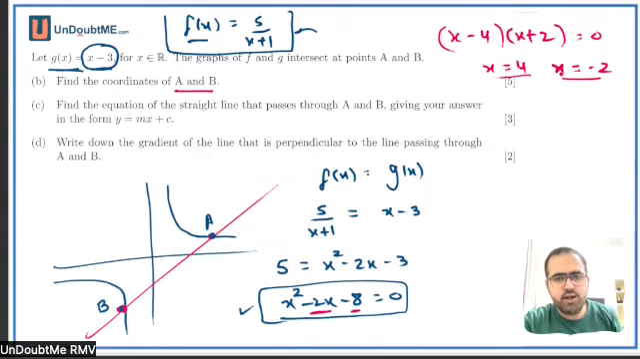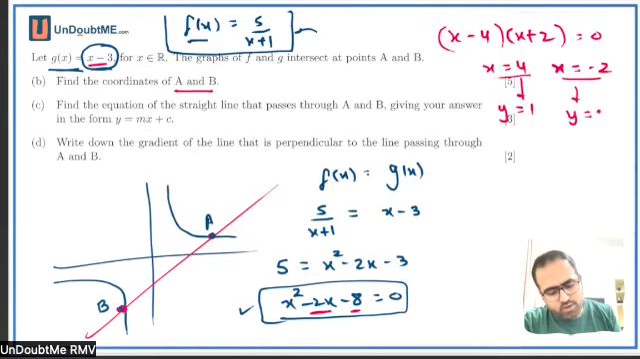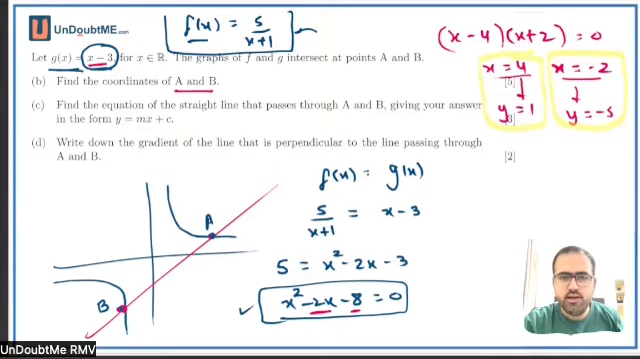Now these are the corresponding values of x. Putting x equal to 4, I'm putting it in g(x), easy to solve, will give me y equal to 1, and x equal to minus 2 will give me y equal to minus 5. So (4, 1) and (minus 2, minus 5) are the two corresponding coordinates. It doesn't matter which one you call A, the other one will become B.